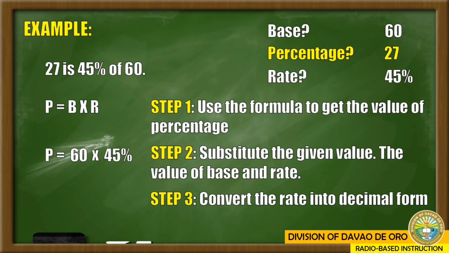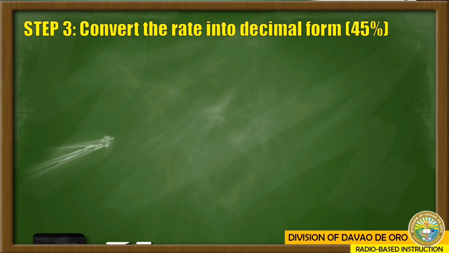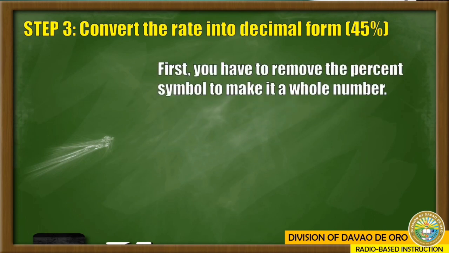We will convert the rate into decimal form. So the question is, how to convert the rate into decimal form? Step 3. Convert the rate into decimal form, which is the 45%. Step 1. First, you have to remove the percent symbol to make it a whole number. So what will happen? It will make a 45.